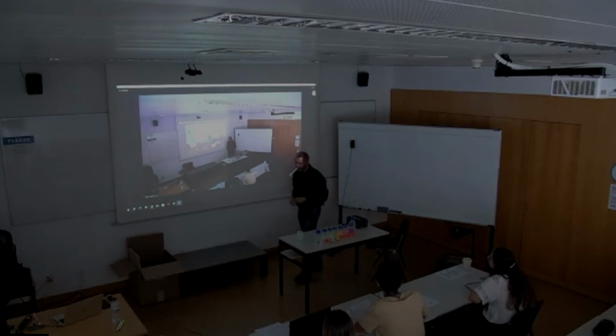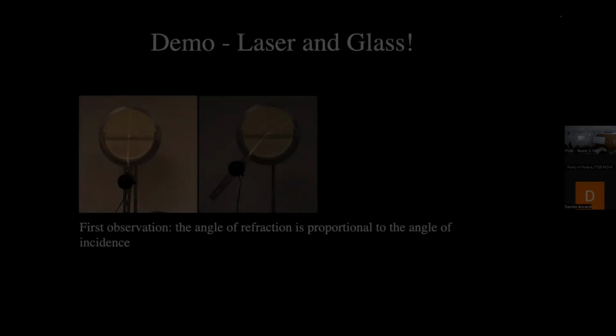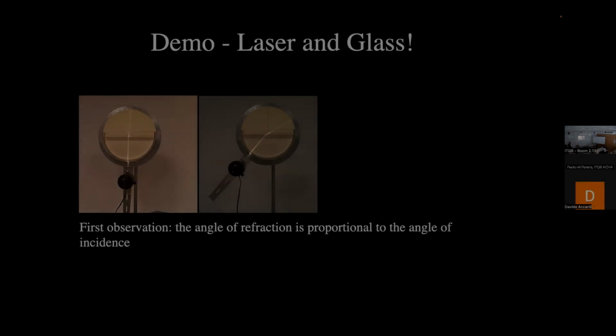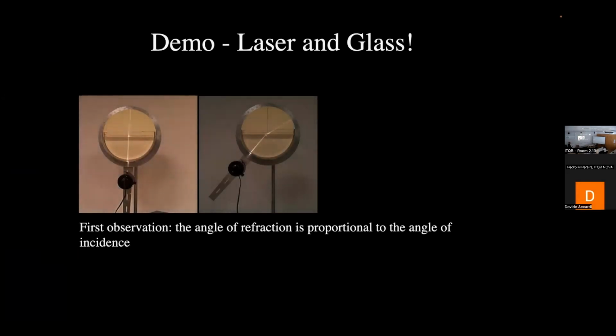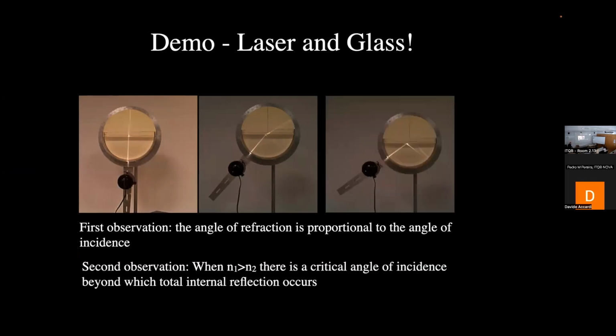All right. There are a few observations that need to be made. The first observation is that when the light passes perpendicular, there is no change, right? So the angle of refraction is proportional to the angle of incidence. And when we have an angle that is different from the normal, then there is a change in direction. The second observation is that when the refractive index of the first medium is larger than the refractive index of the second, like glass and air, there is a critical angle of incidence beyond which total internal reflection occurs. And we saw it. We were enlarging the angle, enlarging, and at a certain point, the light was not propagating to air anymore, but it was staying inside of the glass.